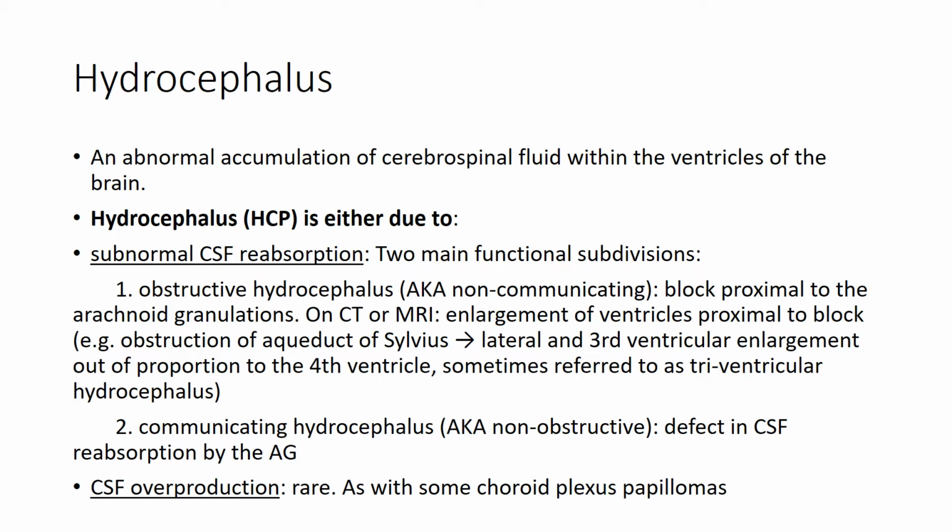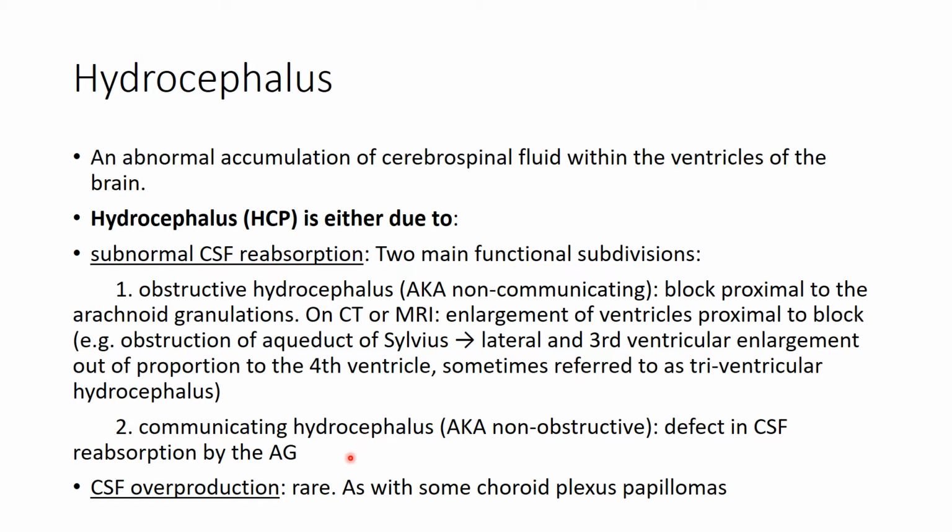Okay, now in obstructive hydrocephalus on CT or MRI, we will see enlargement of the ventricles proximal to the blockage itself. Most commonly, this excludes the fourth ventricle. Sometimes we refer to it as triventricular, involving the two lateral ventricles and the third ventricle, so three ventricles: triventricular hydrocephalus. In communicating hydrocephalus, usually the fourth ventricle is dilated.